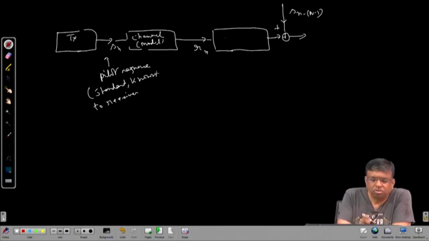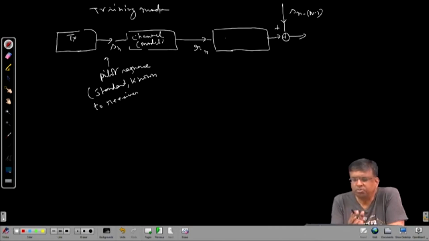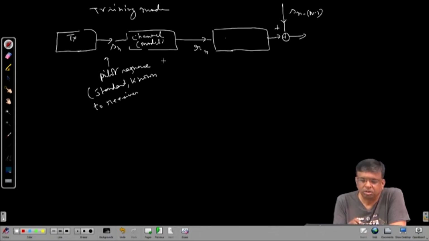So, there is a training mode. From time to time, maybe after every half an hour, training mode takes place. During that time, the transmitter transmits one known sequence of symbols called a pilot sequence, which is standard and known to the receiver. So, the receiver knows training is going on. As Sn goes through this channel, you receive Rn, and Sn is known to you. So, you want to make an optimal filter of the right order, so that the output is a good estimate of this.